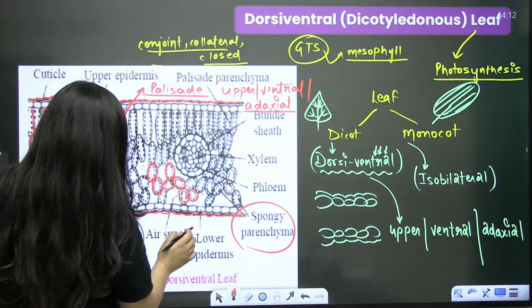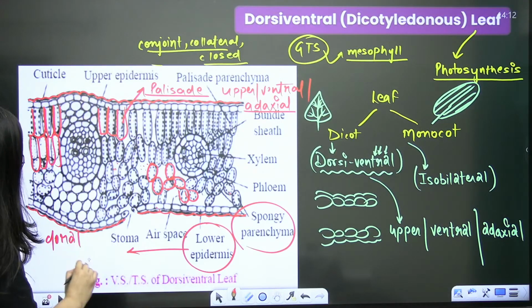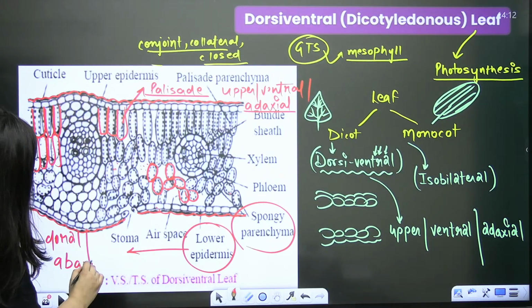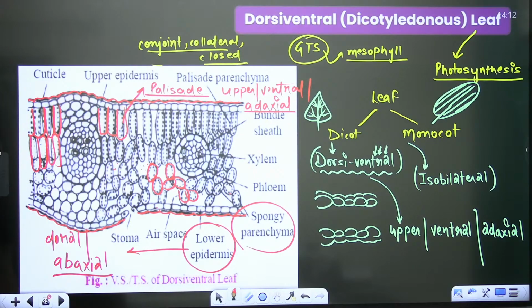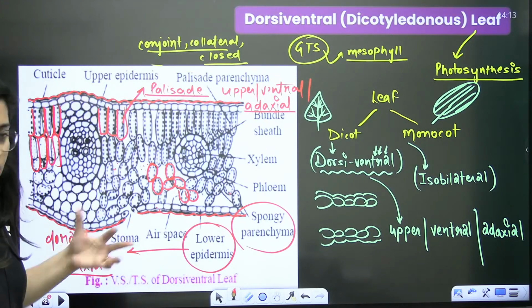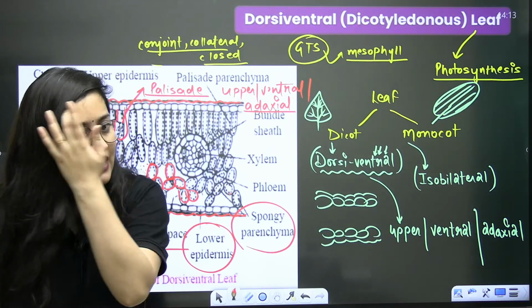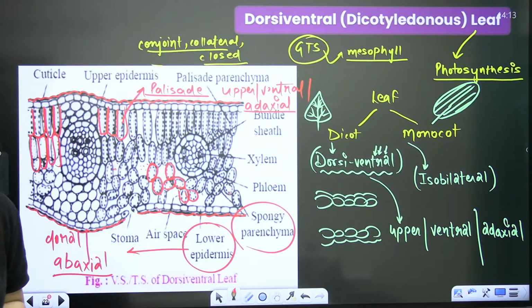And this one is the lower epidermis, means dorsal surface, means abaxial surface. So spongy parenchyma is towards the abaxial or the dorsal surface, or the lower surface. Clear? So both of them contain chloroplast, so chloroplast is there, means the photosynthesis will occur. Is that clear?